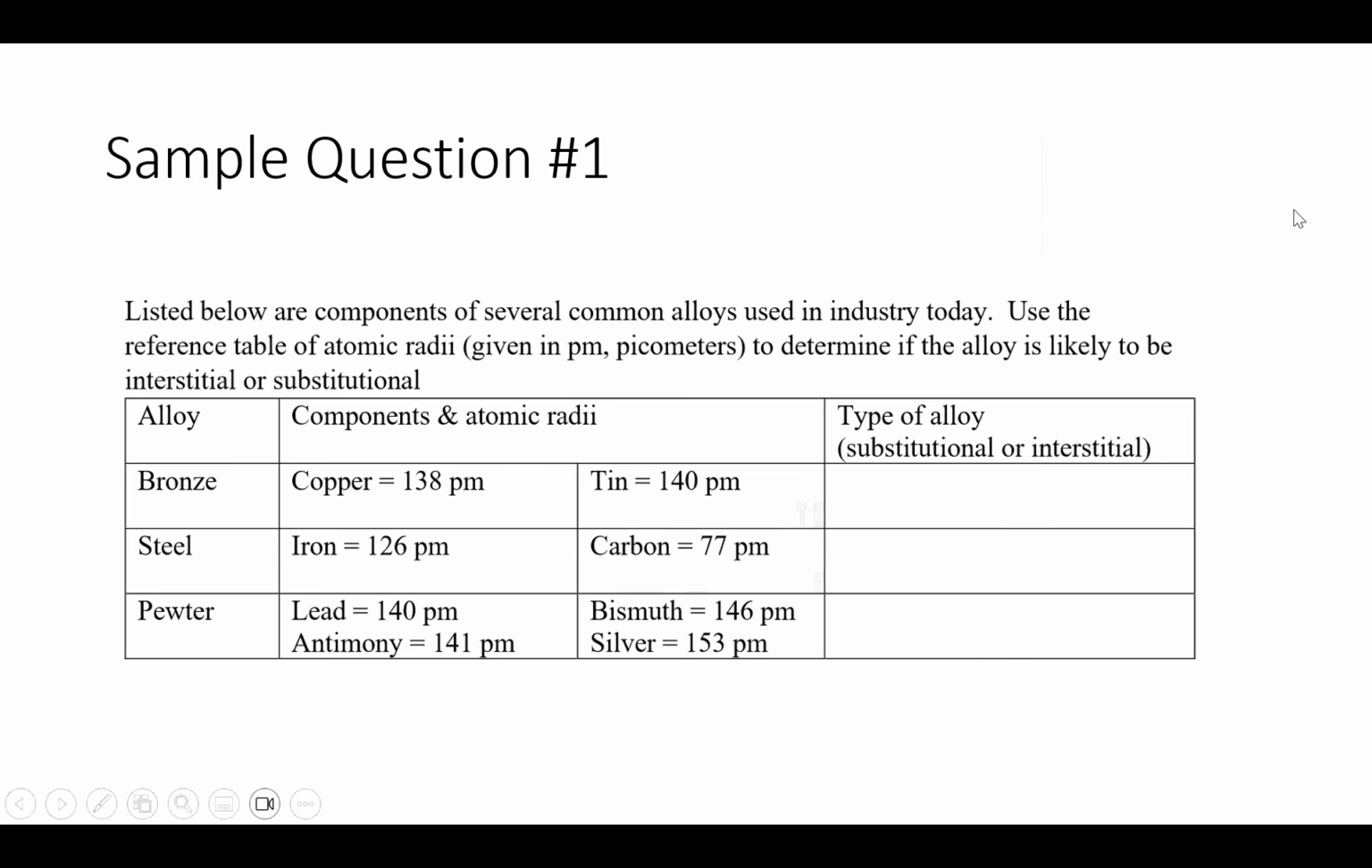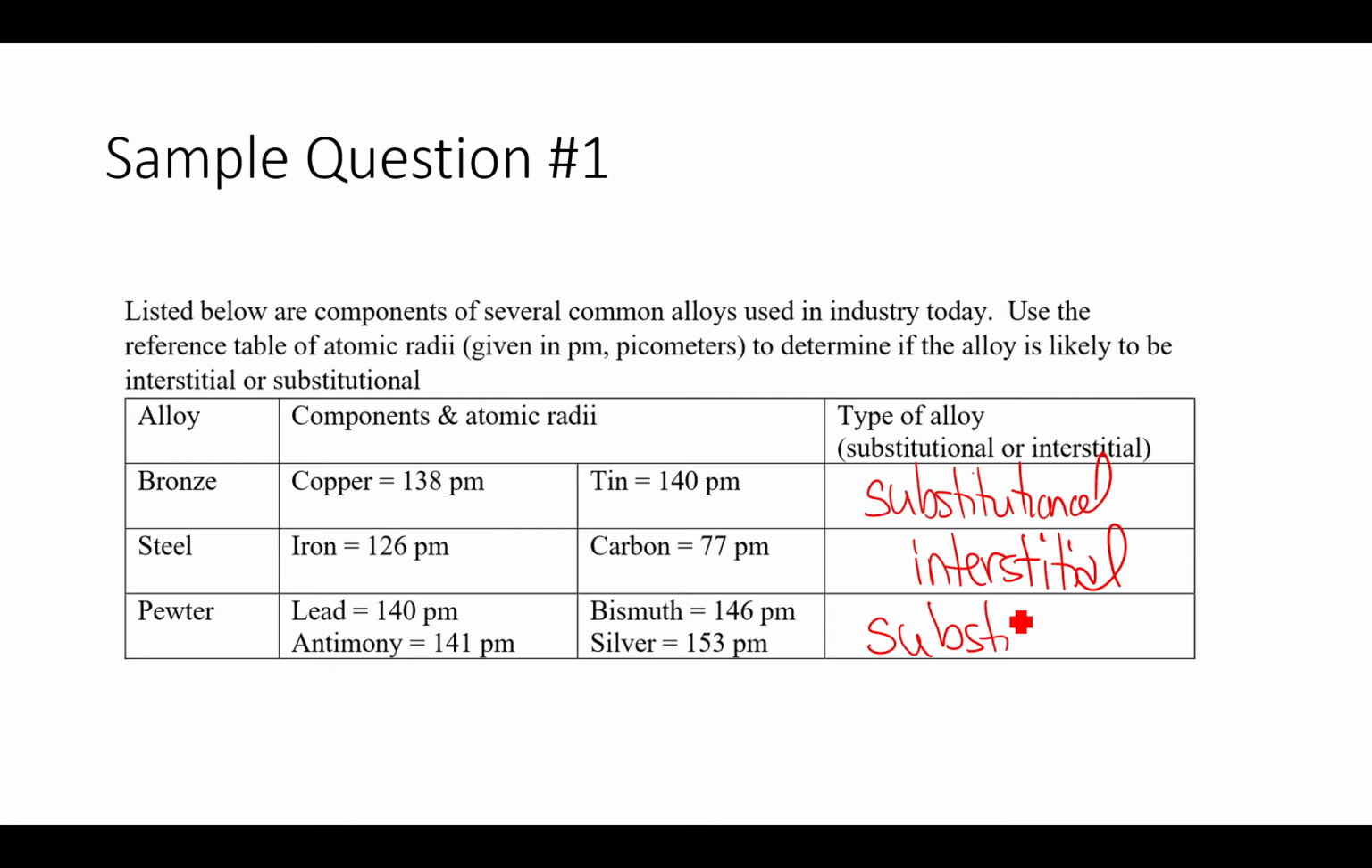So here's some sample questions. One thing you want to do is identify the type of alloy. So here's an example. We got copper, tin. Notice how they have similar radii. So that looks like a substitutional alloy. Whereas this one, iron and carbon, notice a different radii there. So this one looks like interstitial. And then this last one, pewter, they all seem to have similar radii. So we're going to call that one substitutional.